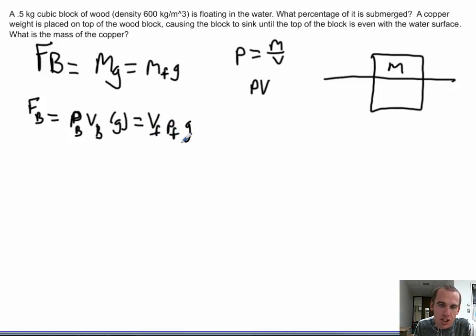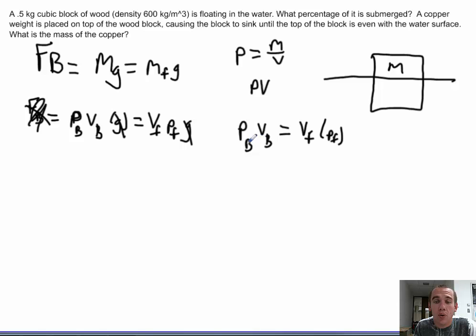The displaced fluid volume I don't know, so I'm going to call it V_f, times the density of that displaced fluid, rho_f, also times g. Now I want to know what percentage of the block is submerged, so how is the volume displaced compared to the volume of the block? I don't really care about g, so I'm going to divide it off because it's on both sides. So I have the density of the block times the volume of the block is equal to the volume of the fluid displaced times the density of the fluid.